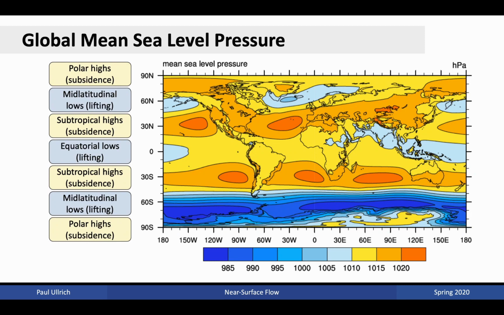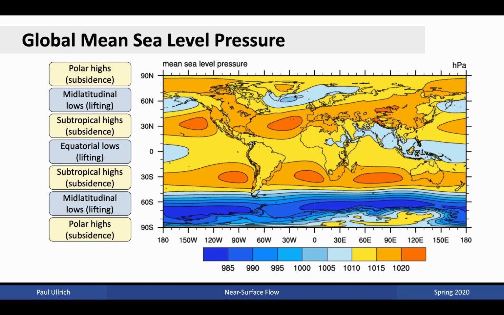All right, so with that in mind, let's turn again to this depiction of the mean sea level pressure. Of course, we have lows in the equatorial regions, so that's associated with lifting motion. This, of course, makes sense as this is the rising branch of the Hadley circulation. In the subtropics, we have subsidence associated with near-surface highs. This is, of course, associated with sinking motion, which is along the subsiding branch of the Hadley circulation.